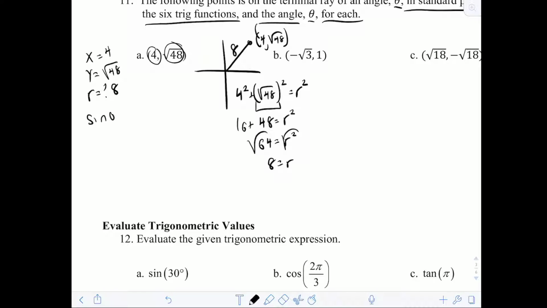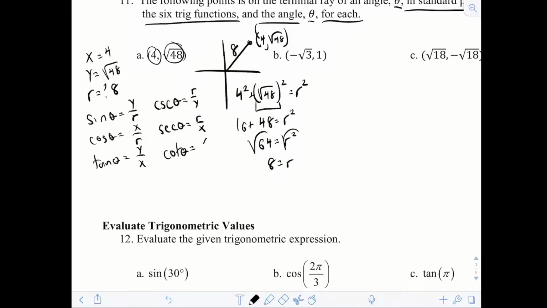So sine of theta is y over r, cosine of theta is x over r, tangent of theta is y over x. And then cosecant is, in a sense, the flip version of each one of these. So this would be r over y. Secant is r over x. And then cotangent.